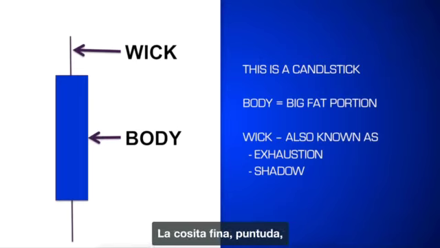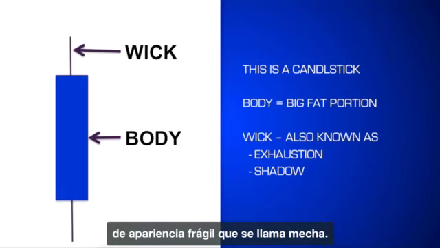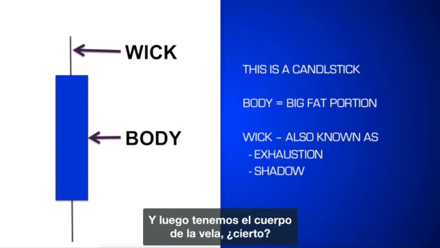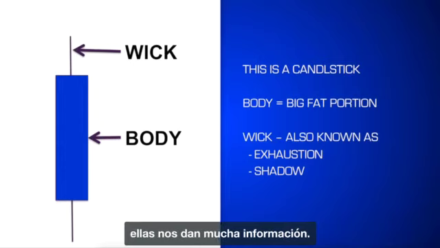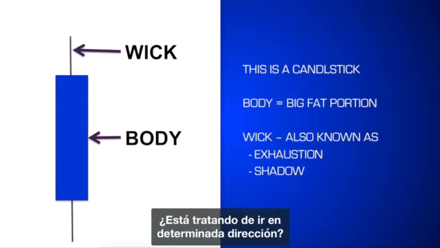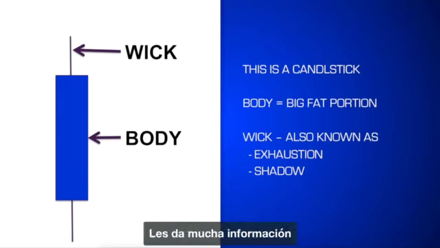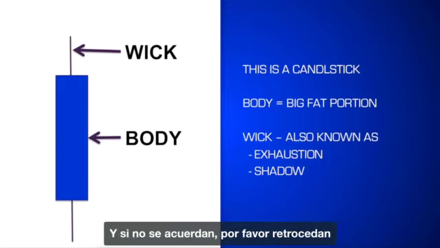The little skinny, pointy, prickly looking thing, that is called a wick, also known as a shadow or exhaustion. And then you've got the body of the candle. All right. So those wicks, remember, we talked in price action. They tell us a lot of information of what the market is indicating. Is it trying to go in a certain direction? It gives you a lot of information about which direction it's looking at going. Okay. You remember that we talked about the OHLC chart. That's something that you want to make sure you recall. So if you do not remember, please go back and watch the video titled Price Action.